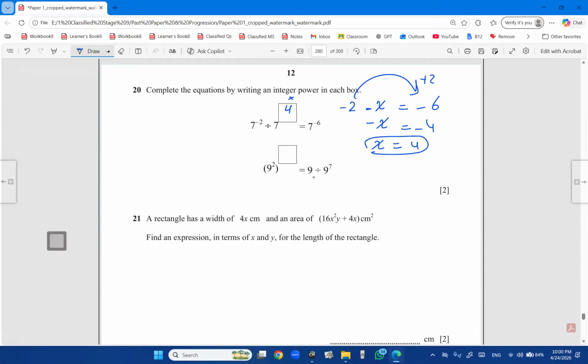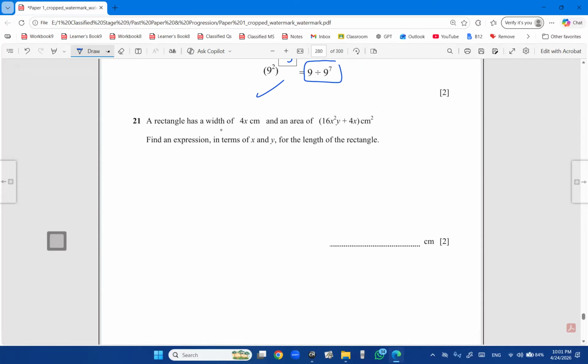Here, this one, I should do this part first, which is equal to 9 to the power of 1 divided by 9 to the power of 7. So 1 minus 7 is 9 to the power of -6. So 2 multiplied by -3 will give you the 9 to the power of -6.